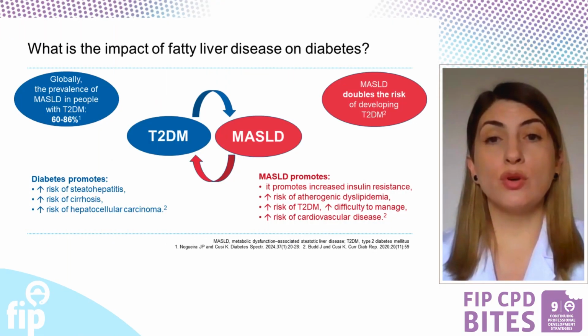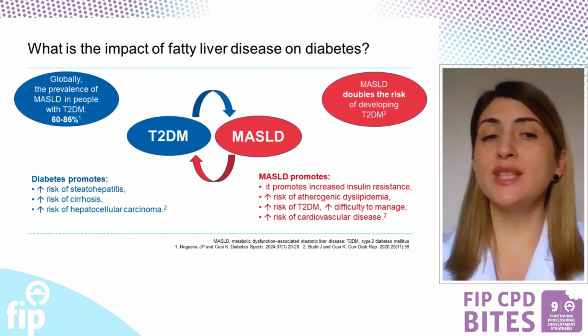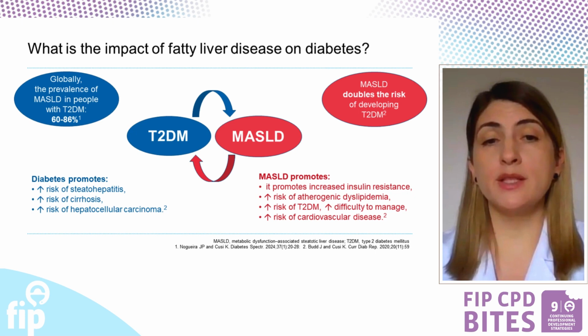MASLD has a strong, mutually detrimental relationship with type 2 diabetes mellitus. For instance, the presence of MASLD doubles the risk of developing type 2 diabetes. A large majority of patients with MASLD have insulin resistance, prediabetes, or type 2 diabetes, all of which increase the risk of liver disease progression.